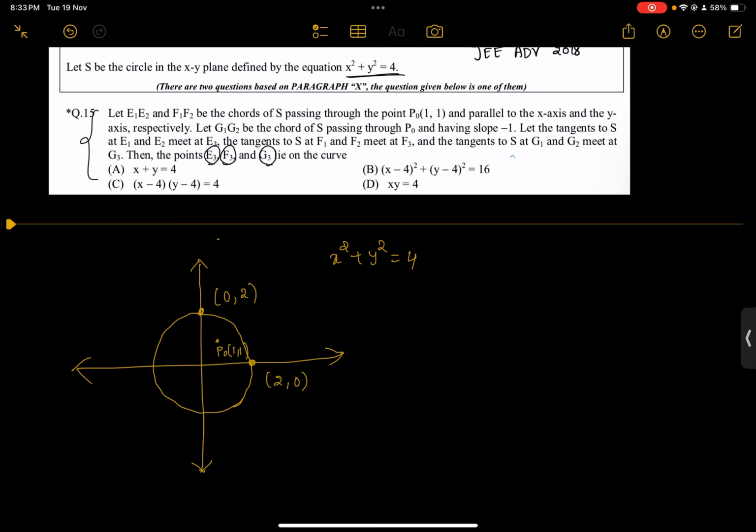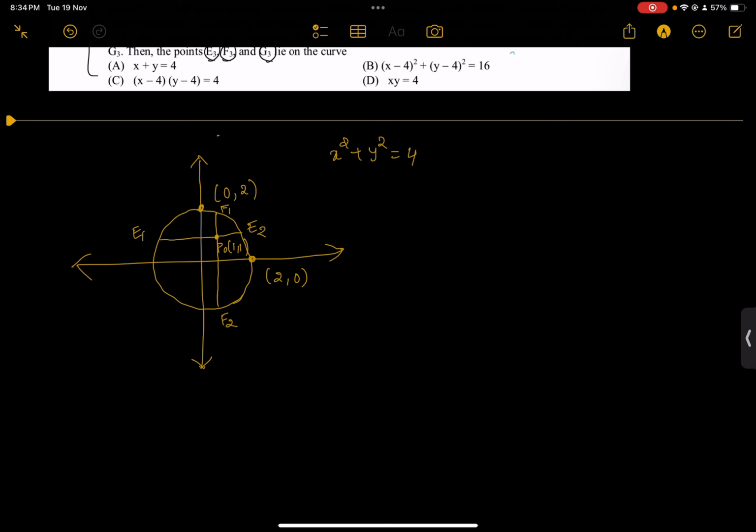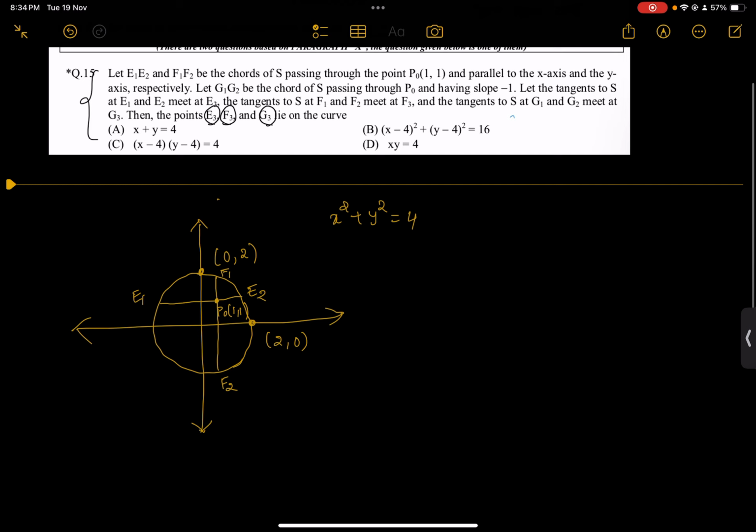Let E1, E2 and F1, F2 be the chords of S passing through P naught, parallel to x axis and parallel to y axis respectively. There is a chord parallel to x axis, E1 and E2, which passes through P naught, and similarly there is a chord F1 F2 which passes through P naught and is parallel to y axis. And there is also a chord G1 G2 which passes through P naught 1 comma 1 and has slope minus 1.